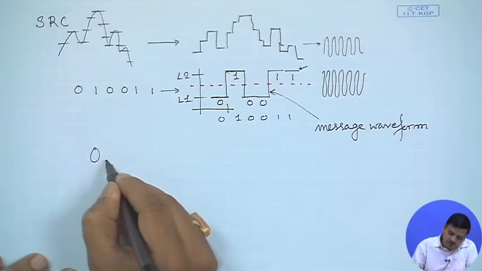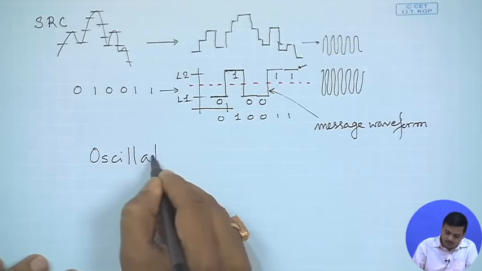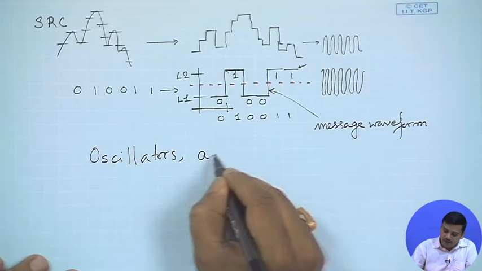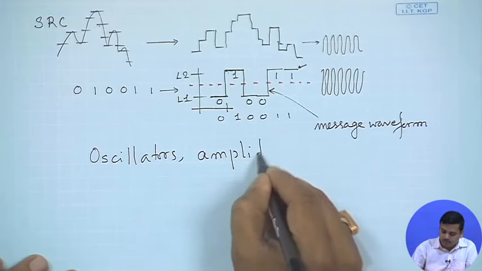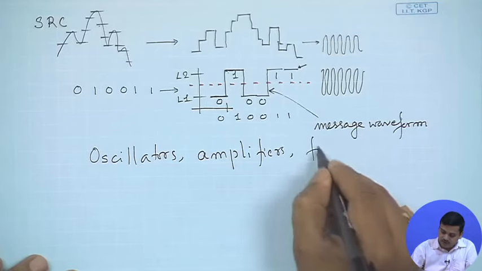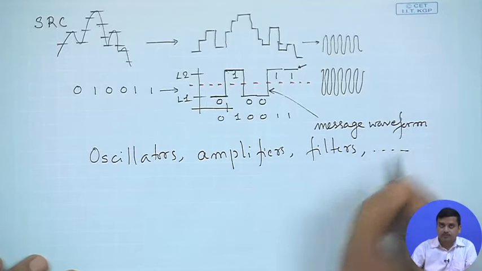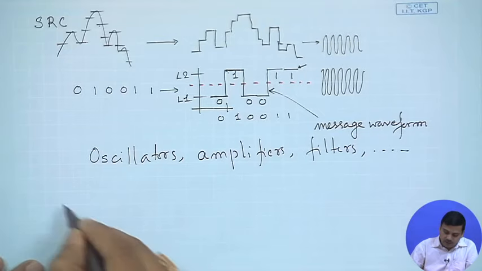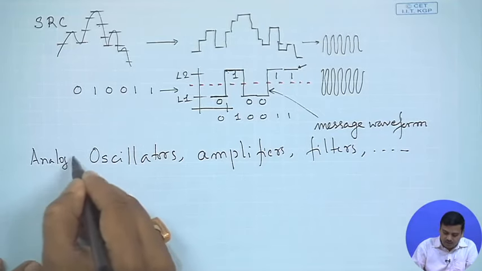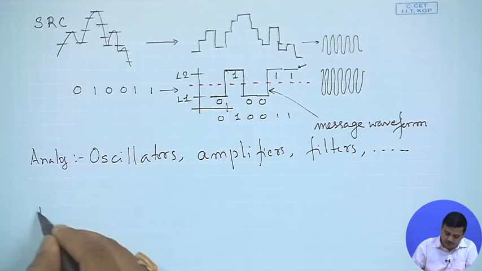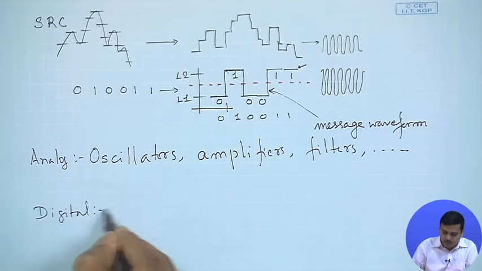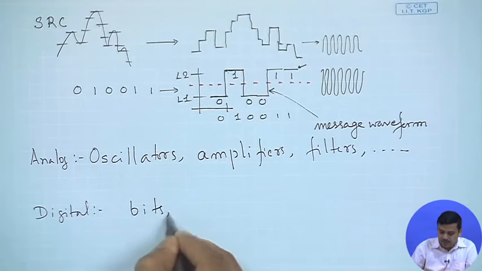But I would just like to mention at this point that when you are looking at analog communications and digital communications, typically if we close our eyes and think of an analog communication system, what comes to our mind is generally pictures of oscillators, we think of amplifiers, we think of filters, etc. Whereas when we think of a digital communication system, the picture that we get begins with the picture of bits.